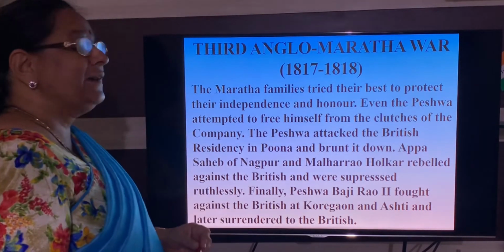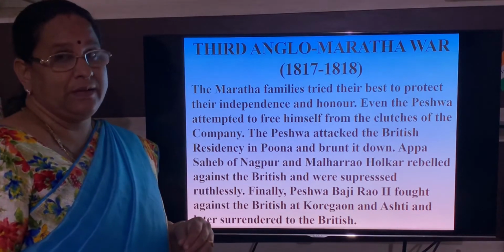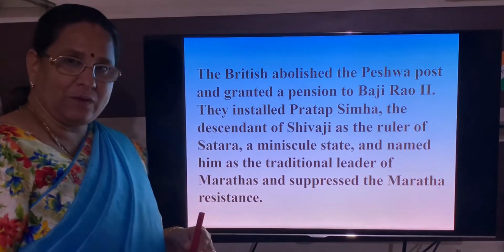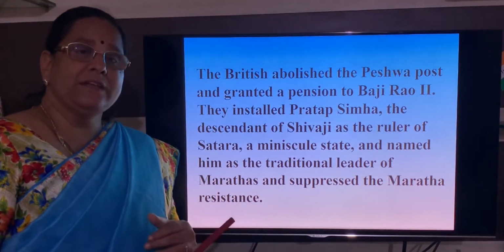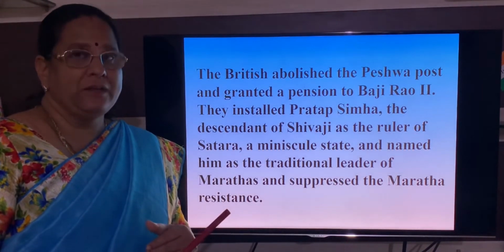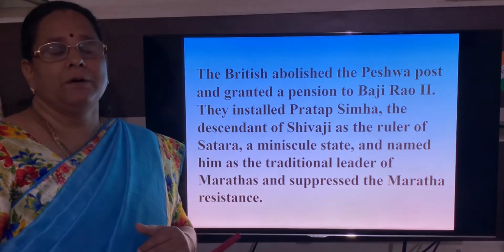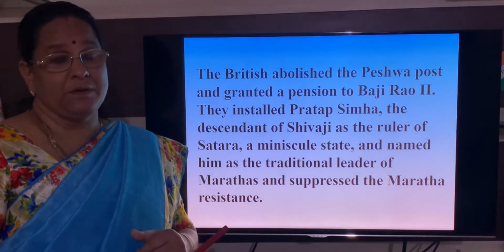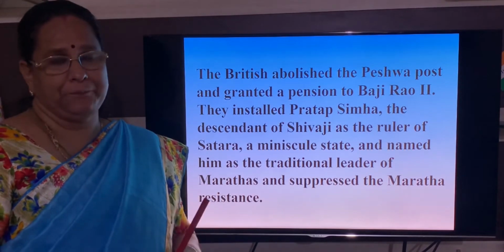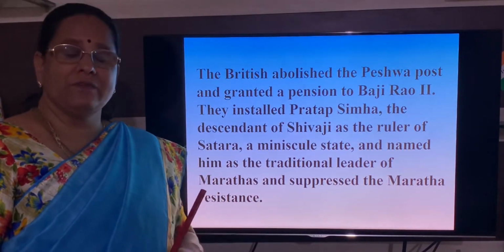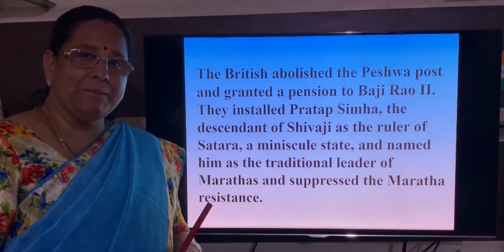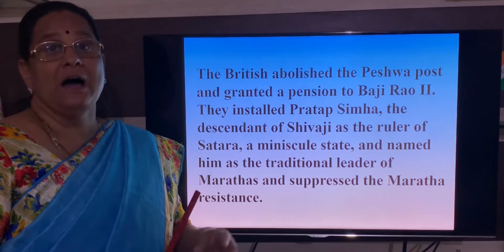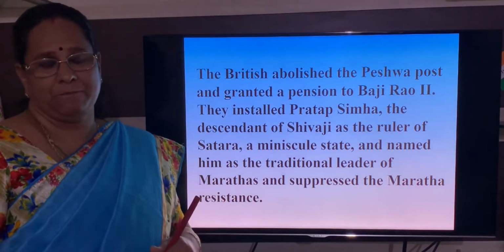Then after that, as I told you, 3 points you have to explain here. 3 important points in the third Anglo-Maratha War. First one is you will explain about the Peshwa burnt the British resident. Burnt the British residence, you have to remember about, which is located in Pune. After that, the next you have to explain about Appa Sahib and Malhar Rao of Holkar. You have to explain about them, how ruthlessly they were suppressed.